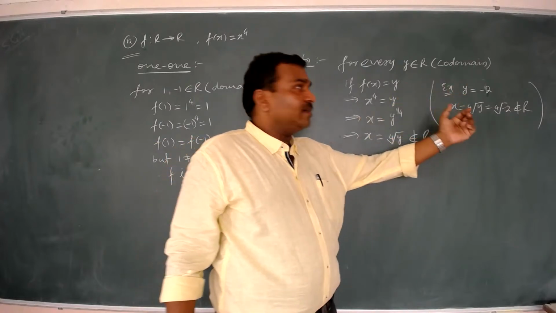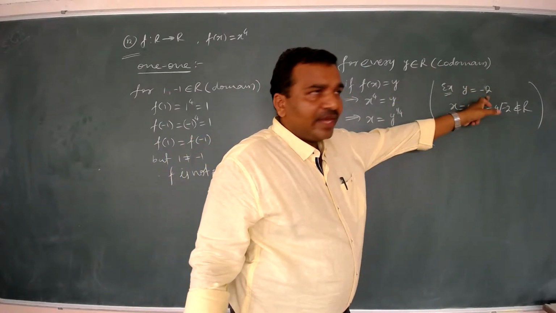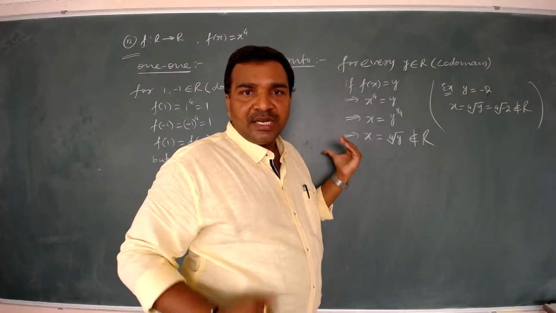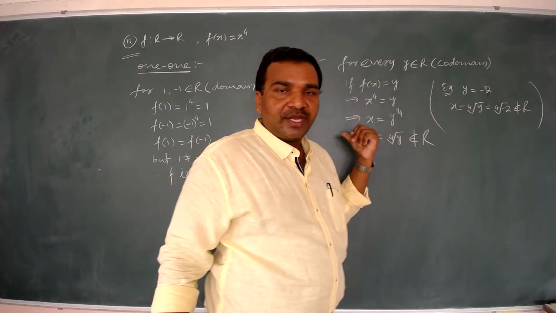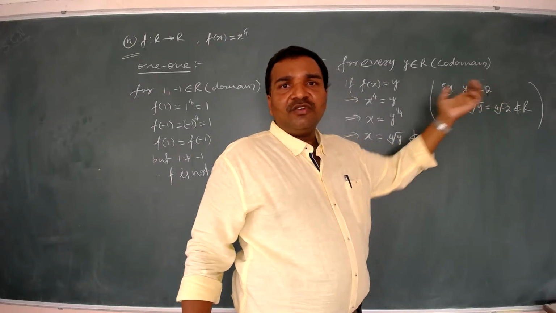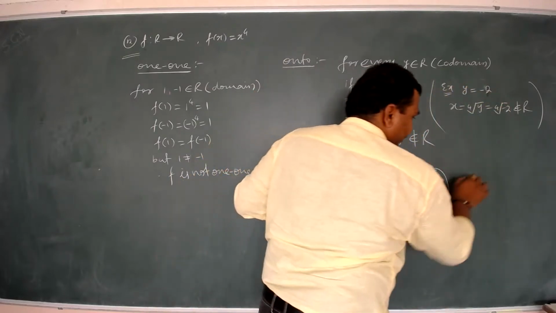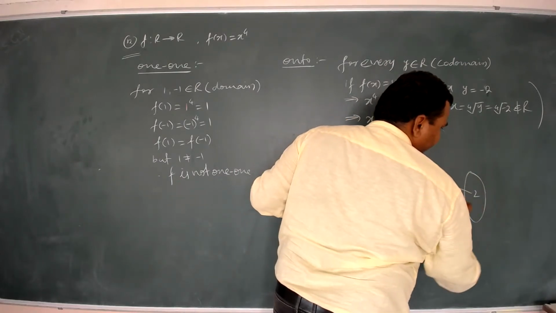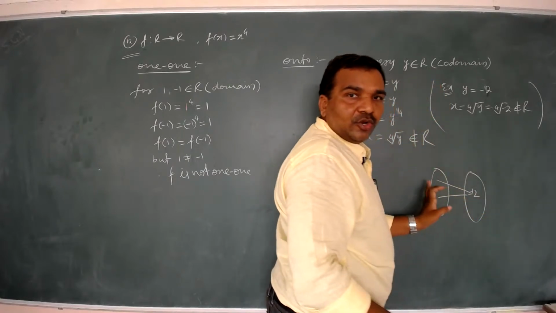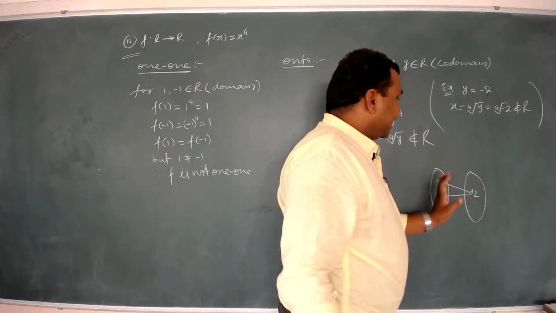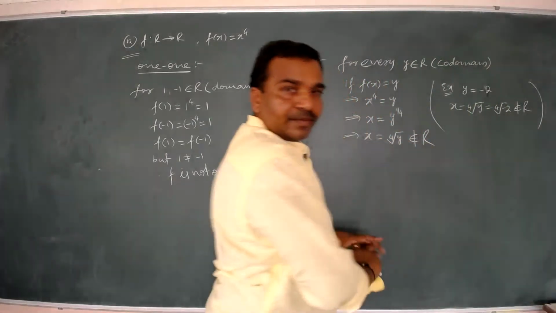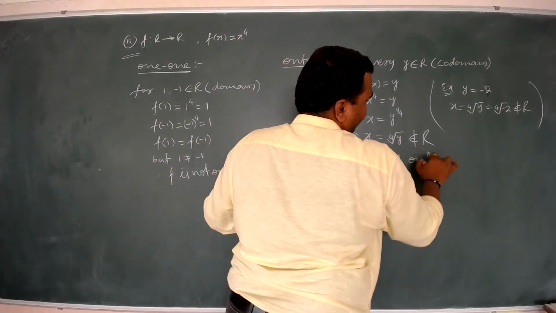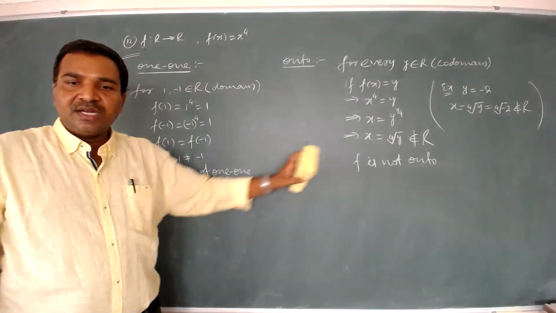What is the actual meaning? There is an element -2 in the codomain which has no preimage in the domain, or which is not the image of any element. Here -2 is there. Whatever element it may be, it cannot be mapped with -2. No element maps with -2. That's why it is not onto. Now, f is not onto. Clearly, f is neither 1-1 nor onto.